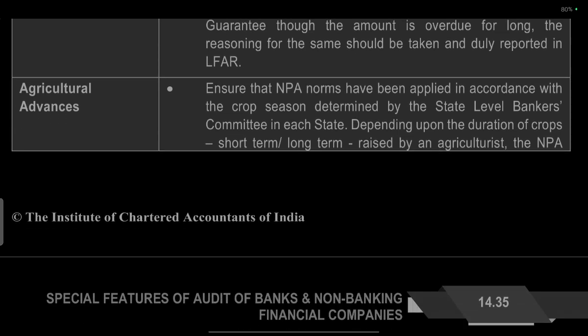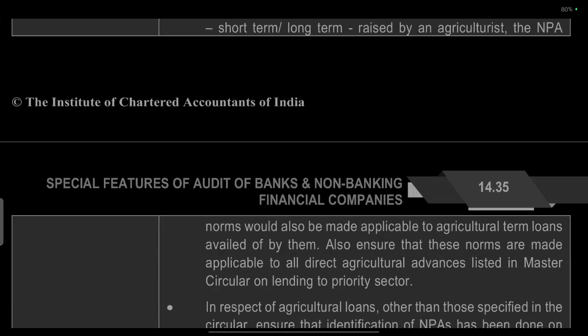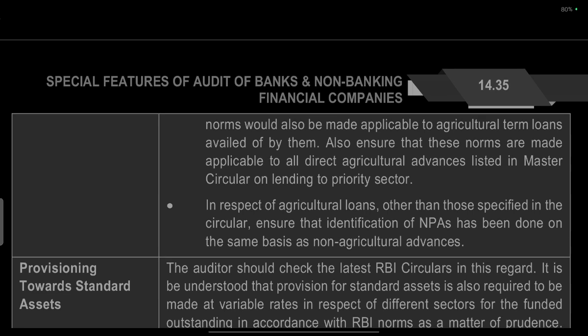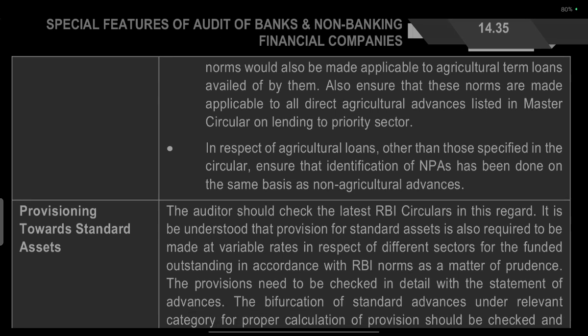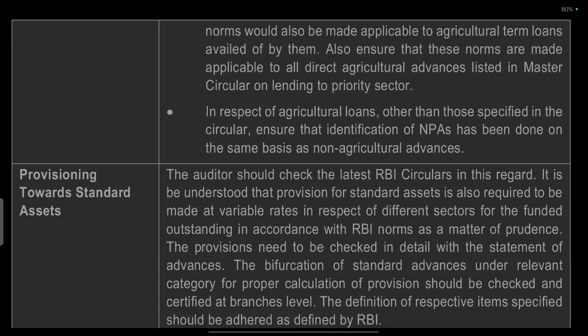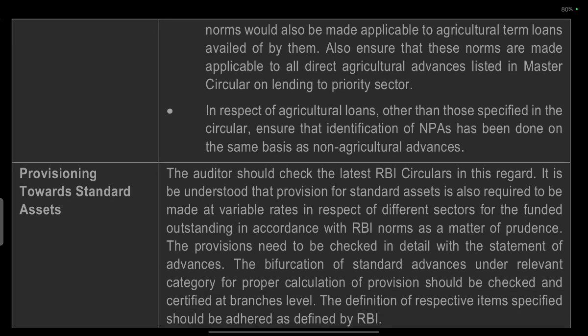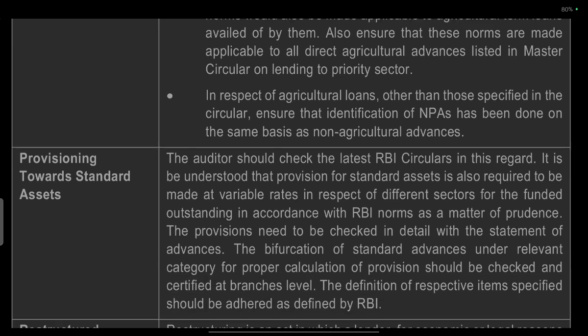Agriculture advances: ensure the NPA norms have been applied in accordance with the crop season determined by the State Level Bankers Committee for each state. Depending upon the duration of the crop, short term or long term, raised by the agriculturist, NPA norms should be applicable to agricultural term loans. Ensure that these norms are applied to all the direct agriculture advances listed in the master circular on priority sector. In respect of agriculture loans other than those specified in the circular, ensure the identification of NPA has been done on the same basis as non-agricultural advances.